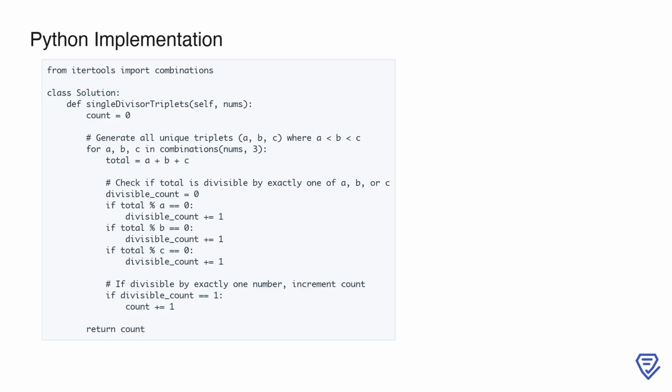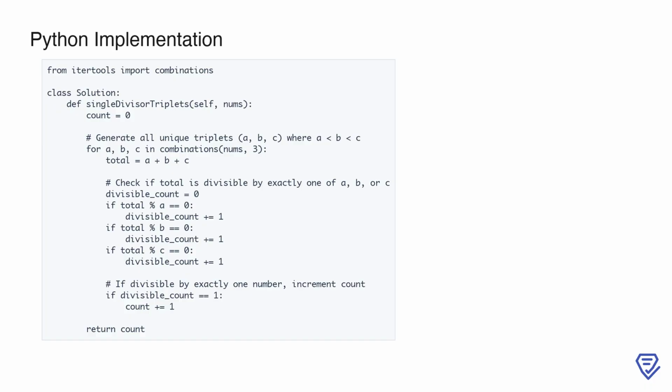We use the itertools.combinations method to generate all unique triplets, A, B, C, from the array where A, B, and C are distinct. For each triplet, we calculate the sum of its elements, total equals A plus B plus C, and check how many of the three numbers divide this sum exactly. To do this, we use the modulo operator, total % x == 0, for each number in the triplet.